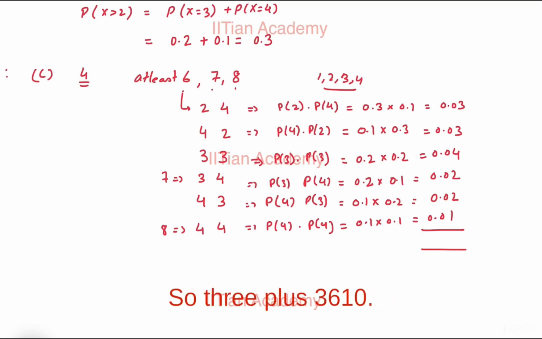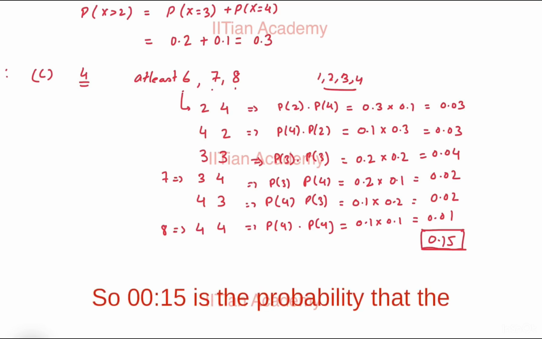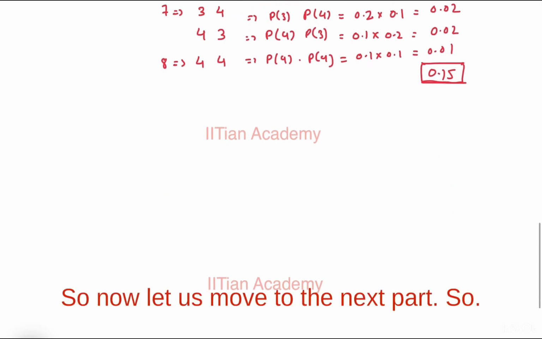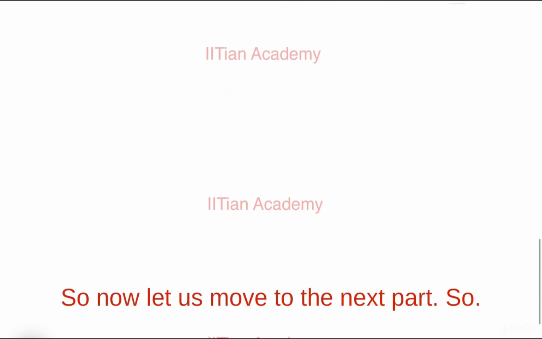So 3 plus 3, 6. So 10. So this is 0.15. So 0.15 is the probability that Nikki or she wins the game. So now let us move on to the next part.